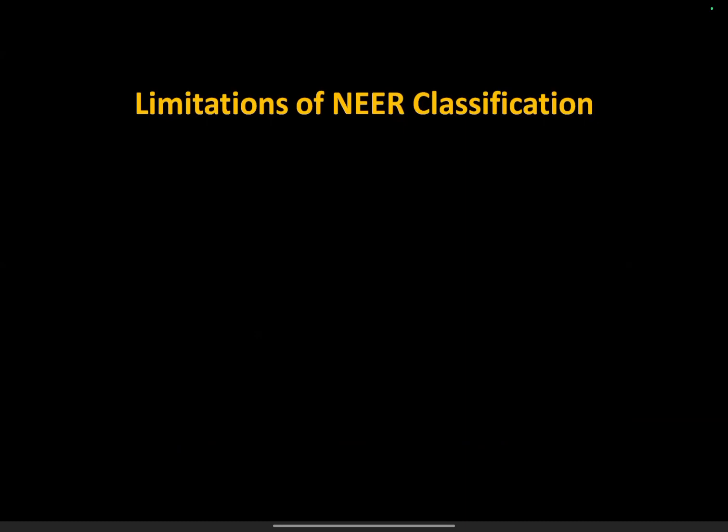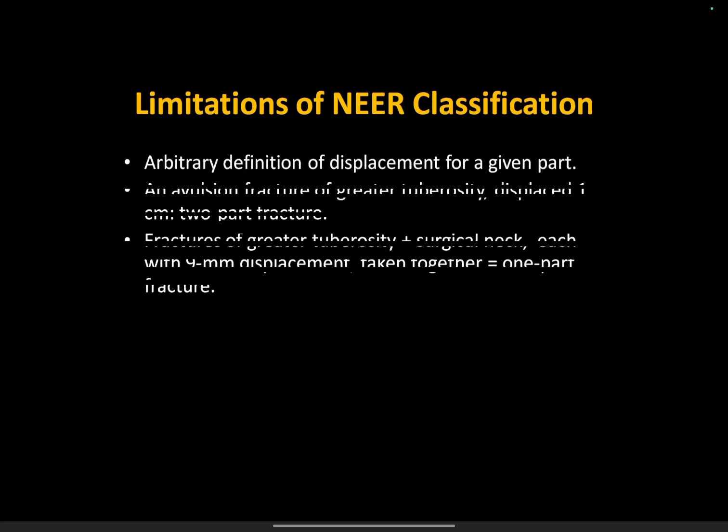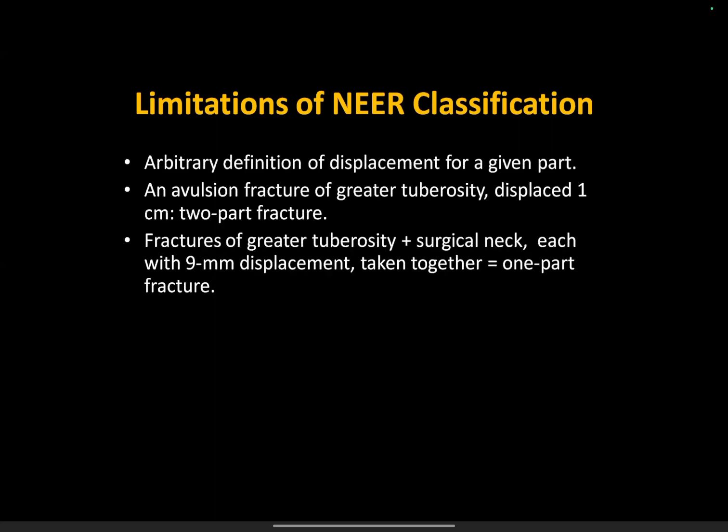All right. Neer classification is not perfect. It comes with its flaws. Number one, it's quite vague. It is operator dependent. I mean, you might see it in one way, another person might see it somewhere else. And sometimes it doesn't quite make sense.